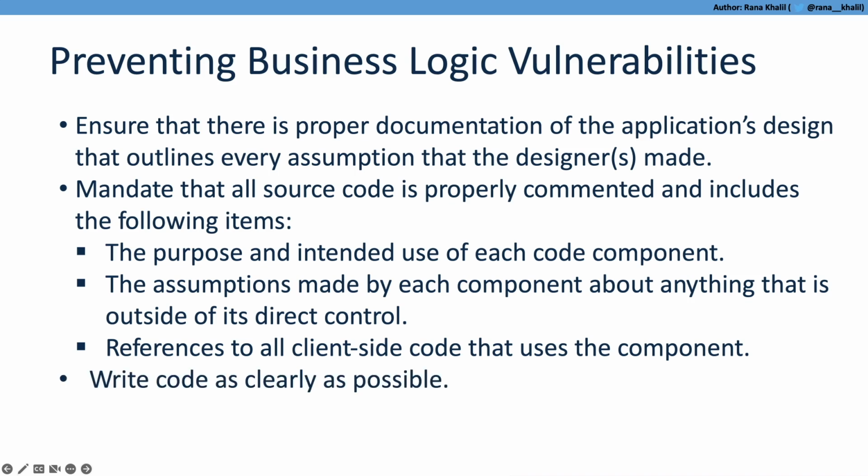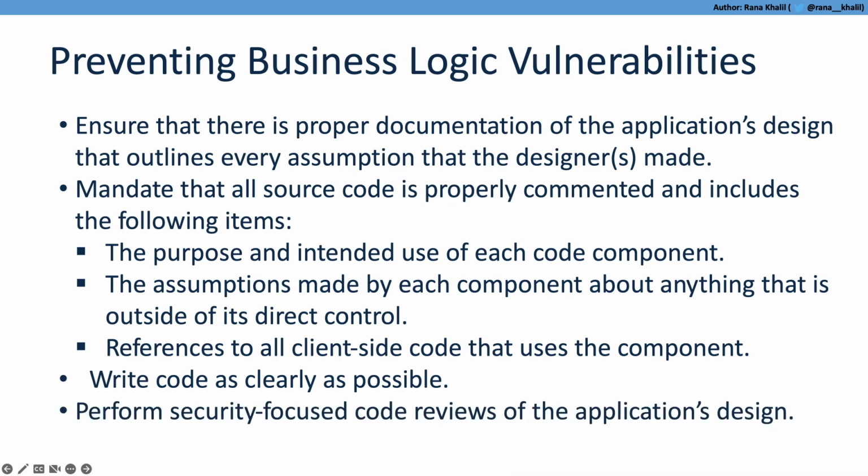Now, the third and fourth one is that you write code as clearly as possible and then perform security-focused code reviews of the application's design. If your code is a mess and is unreadable, it's quite unlikely that someone who's doing code review is able to follow all the different flows and identify if your code is vulnerable.